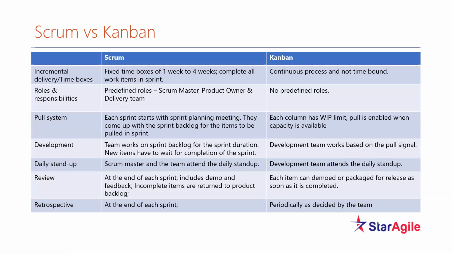So let's look at a little bit of the difference between Scrum and Kanban. Scrum is basically fixed time boxes, and the fixed time boxes are for the sprints: 1 week, 2 weeks, 3 weeks, or up to 4 weeks. Generally, 2 or 3 is typical. Whereas Kanban is a continuous process and not time bound. So when Kanban is a continuous process and not time bound, when does the prioritization or replenishment happen?